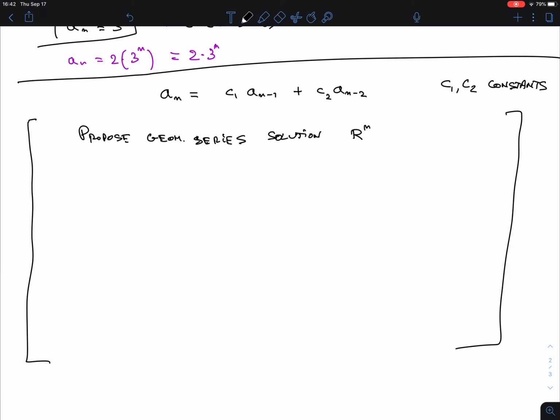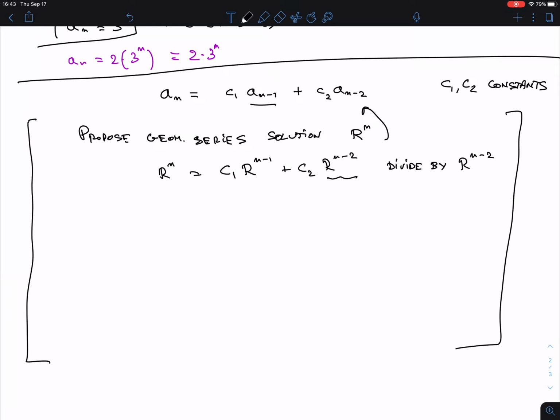If that's a solution of this equation, then if I plug it in, I should get an equality. So let's see what that gives. r to the power n, that's a_n, is c1 times, now a_{n-1} is of course r to the power n minus 1, and the next one is c2 r to the n minus 2. So this is the equation I have. Let me simplify this, because there are a lot of powers of r I can factor out. How many powers of r can I factor out? Well, it's the last one here, so let's divide both sides by r to the n minus 2.